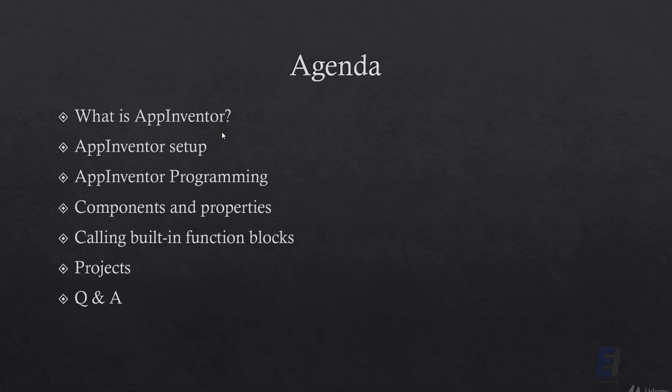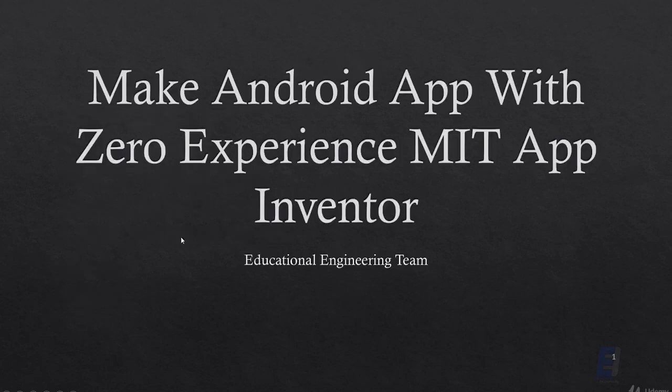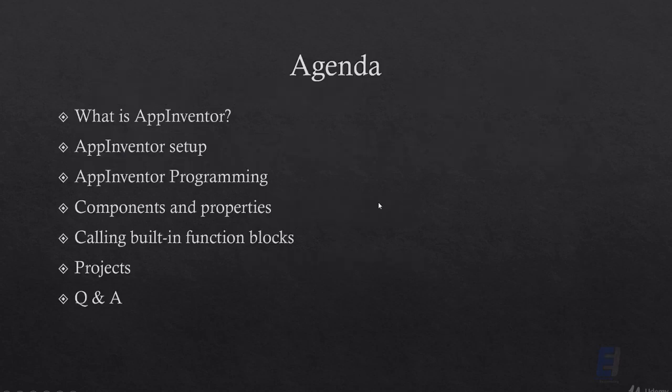Next, we will talk about components and properties and calling built-in function blocks. Then we will take a project or two to demonstrate what we learned in the first sections. Then we'll have a Q&A to help you improve your performance in developing Android apps. You can also use it to develop iOS apps. The same app will work for both, but in this course, we will talk about Android apps.